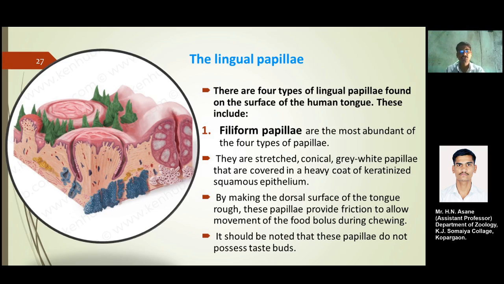Okay, and this is a very important point. It should be noted that the papillae do not possess taste buds. The keratinized cells on these filiform papillae mean that these keratinized structures do not possess any type of taste buds. So filiform papillae do not have taste buds on them. This is the important point on this slide.